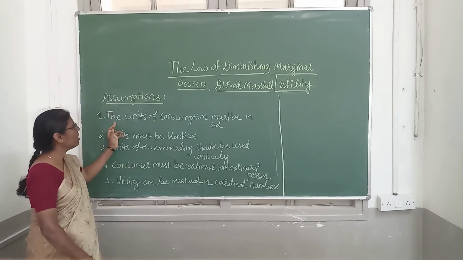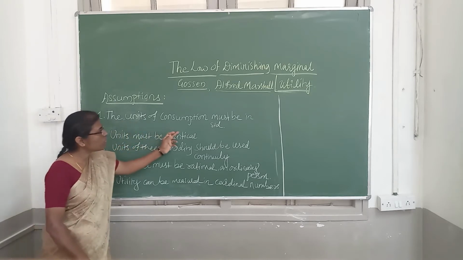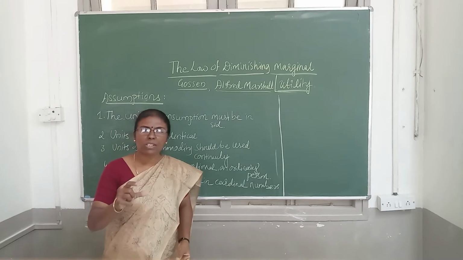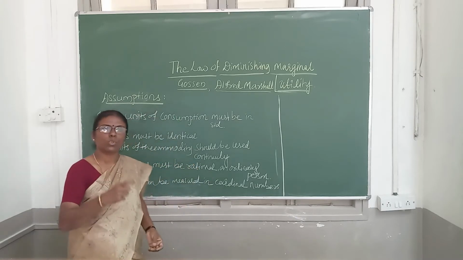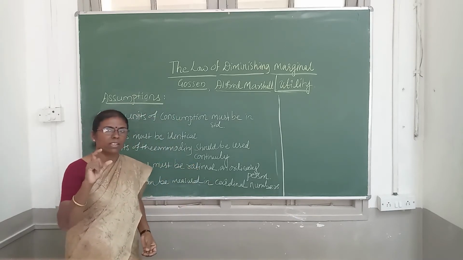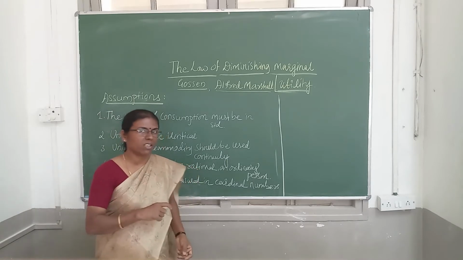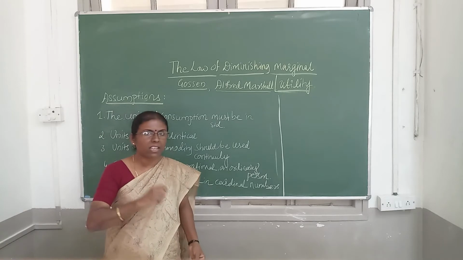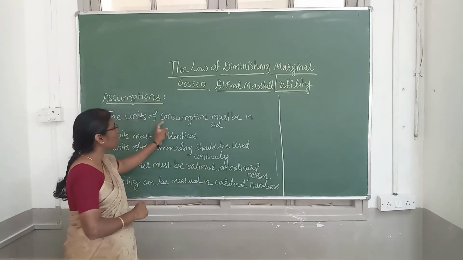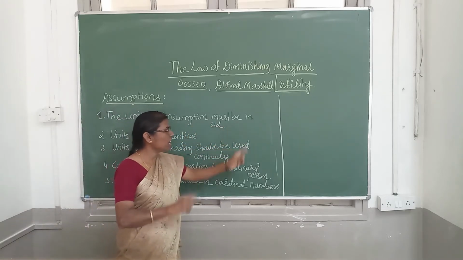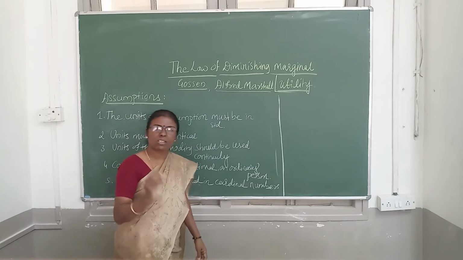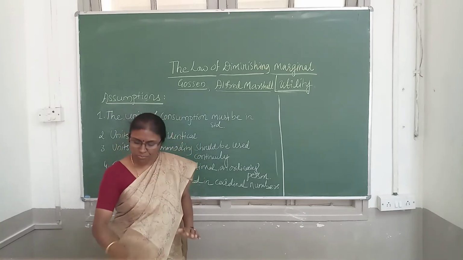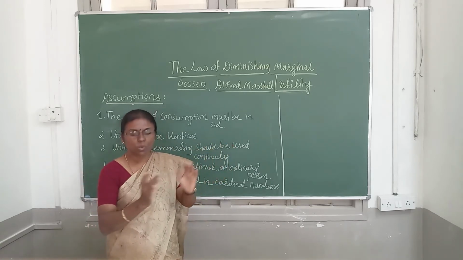Coming to the first one, the units of consumption must be standard. Whatever we consume must be of standard size. Take for example a cup of tea, a glass of cool drink, or an apple. The units of consumption must be standard, which means neither too big nor too small.